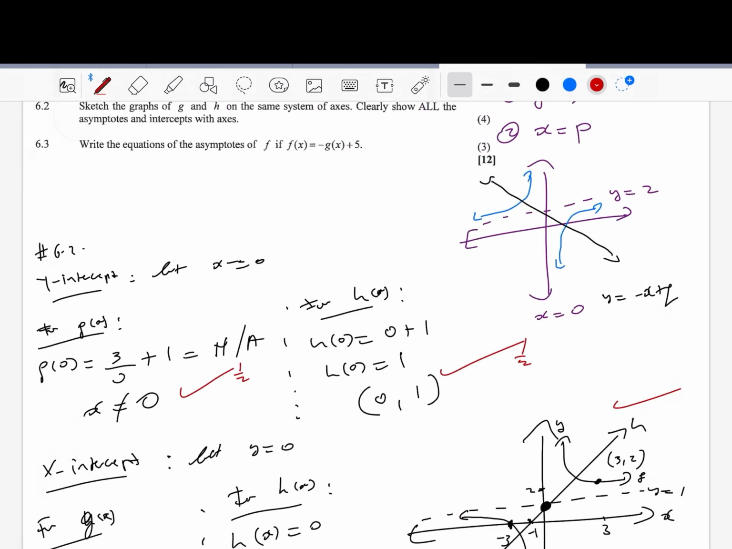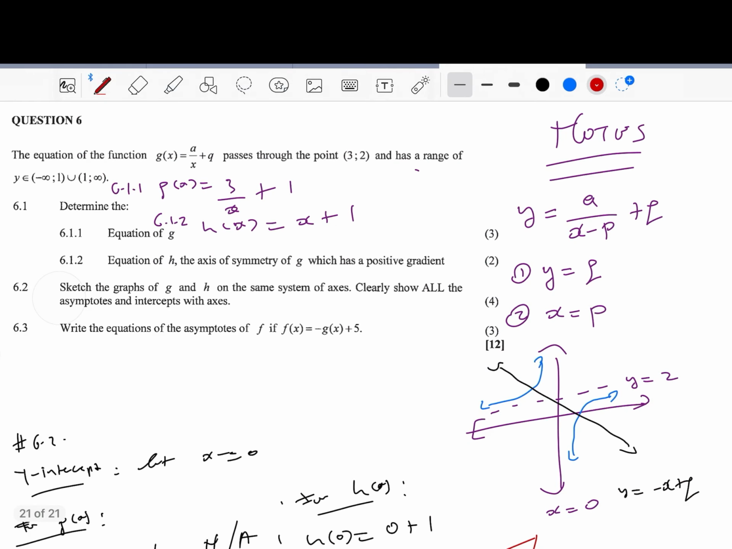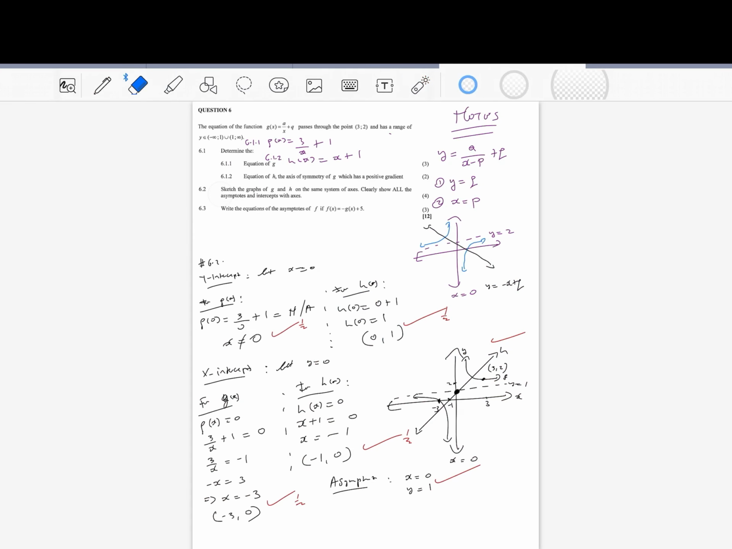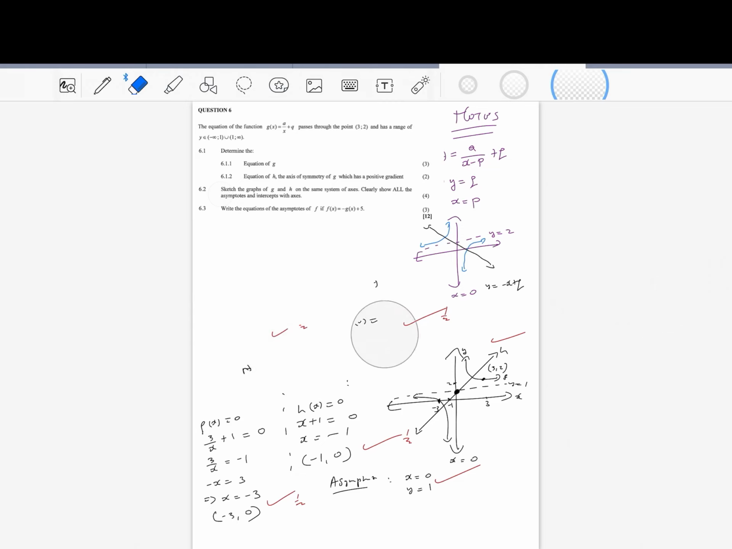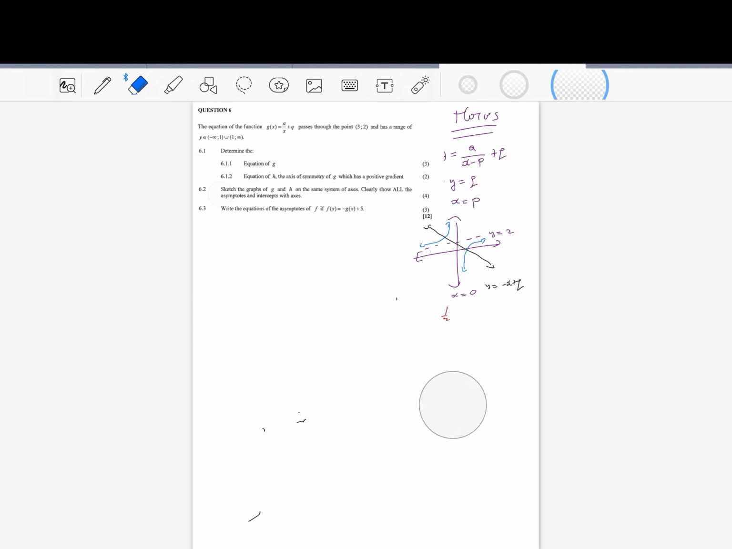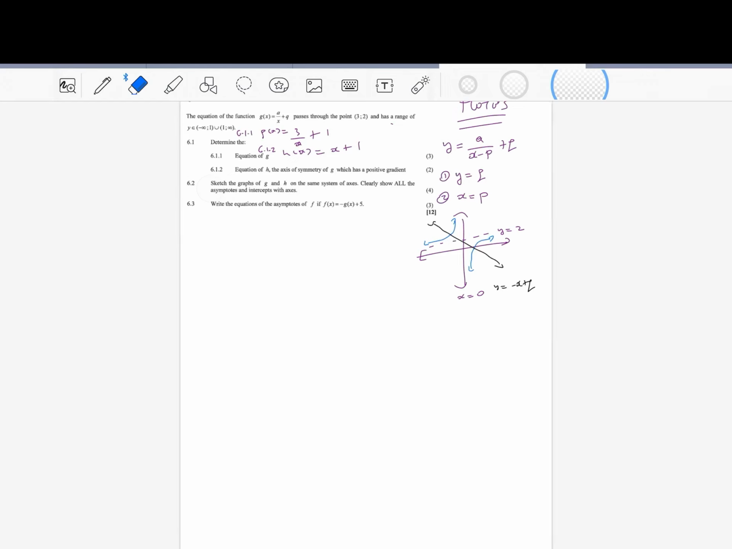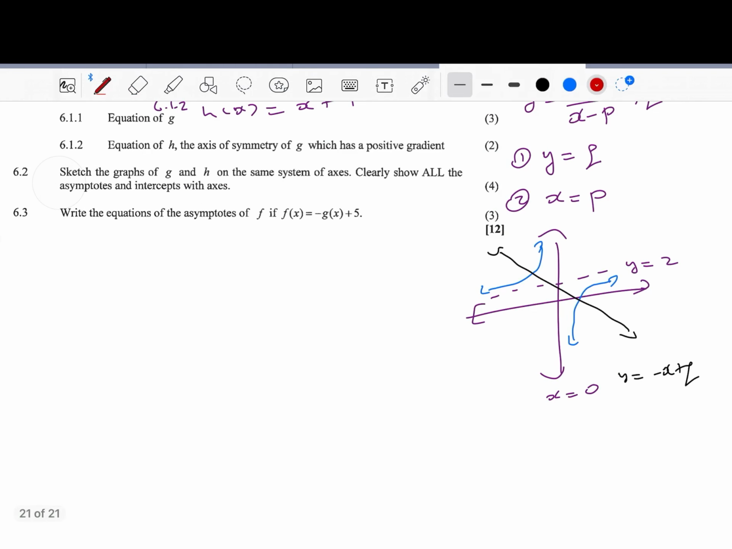But in this video, next I want to just talk about 6.3, right? So let me just wrap this off and then we can jump to 6.3. Okay, so 6.3 is a little bit easy. It's not that complicated, you just have to read through it. So what they're saying here is write down the equations of the asymptotes of f if f of x is equal to negative g of x plus 5.